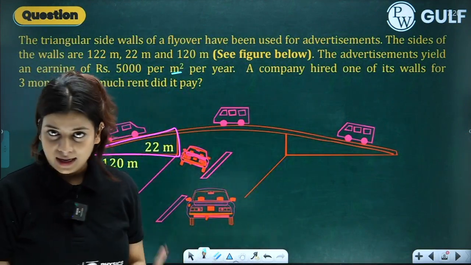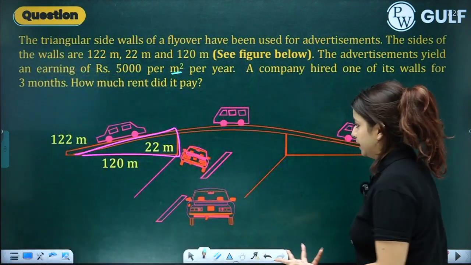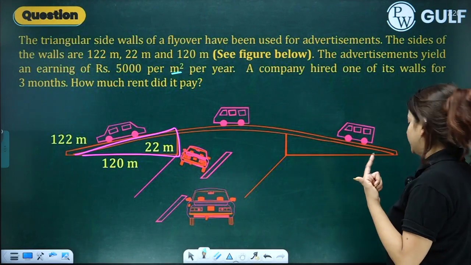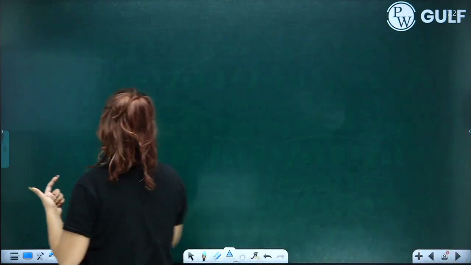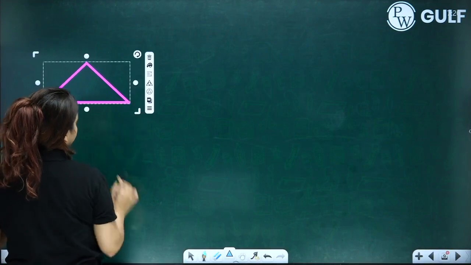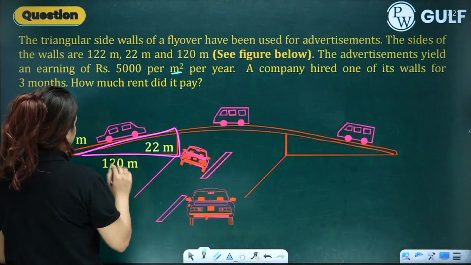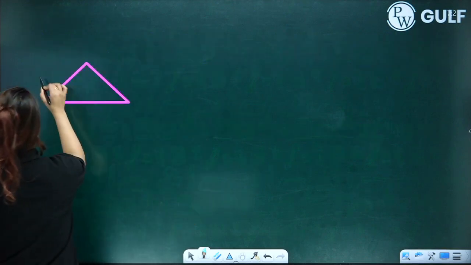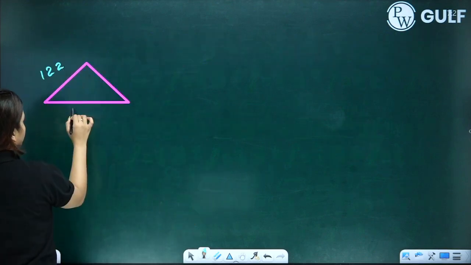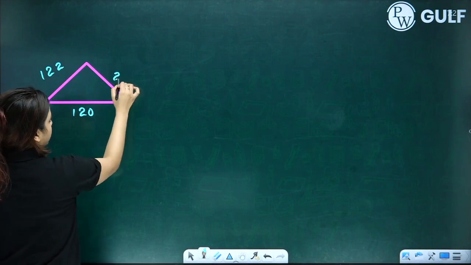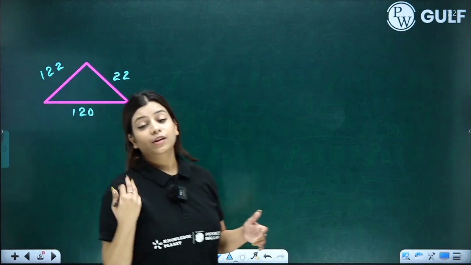To calculate the area, and the costing can be done later on. So we have 122, 22 and 120, right? Let us assume that this is the triangle that we are having. The sides of the triangle that we have over here are 122, 120 and 22. So these are the sides of the triangle that we are dealing with.